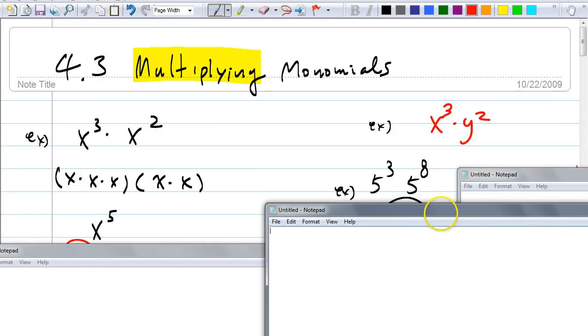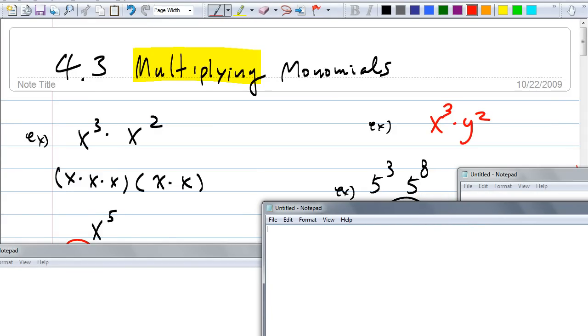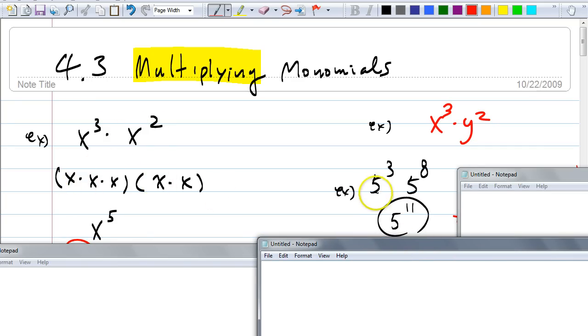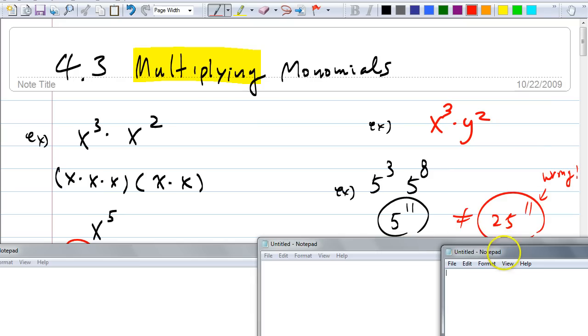Can somebody see why it'll be wrong if you write 25 to the 11th power? Chuck. Because you have the same base if you want to add it, right? Exactly. When you're adding the exponents, isn't that how you're really multiplying the bases? You get 5 to the 11th because how many 5s do you have? 5 to the third says how many 5s? 3. How many 5s for the 5 to the 8th? 8 of them. And how many 5s altogether? 11.